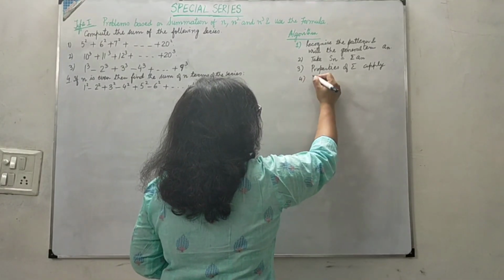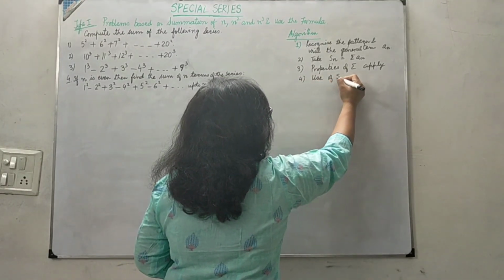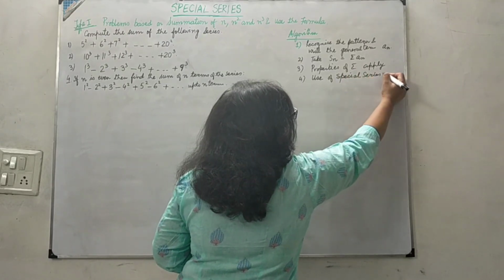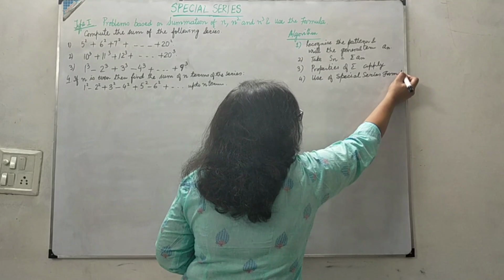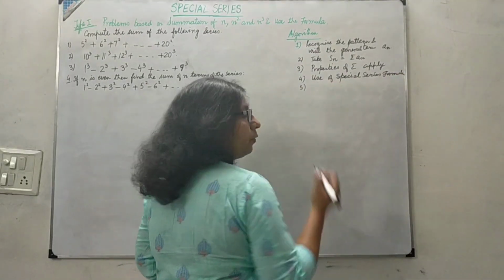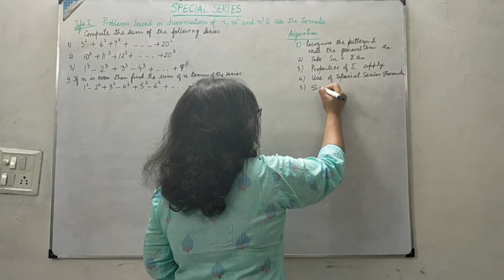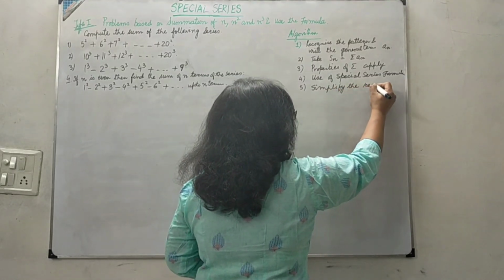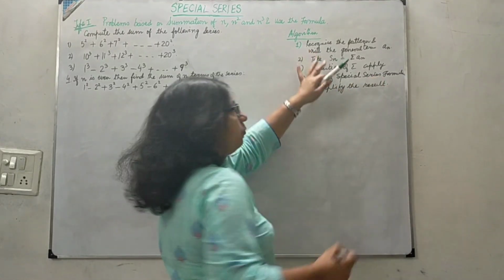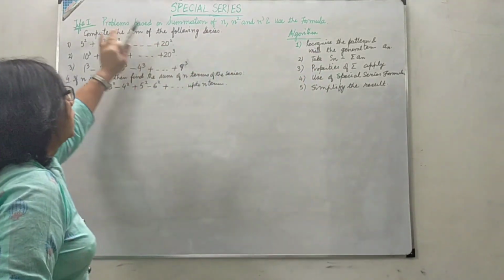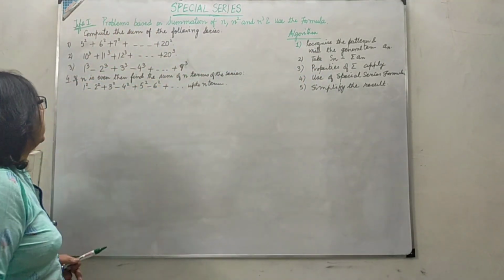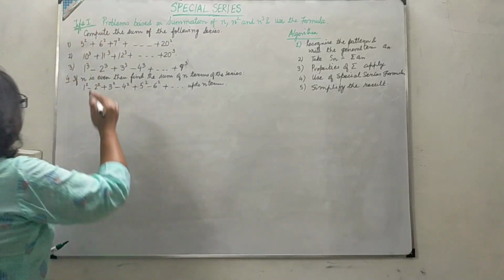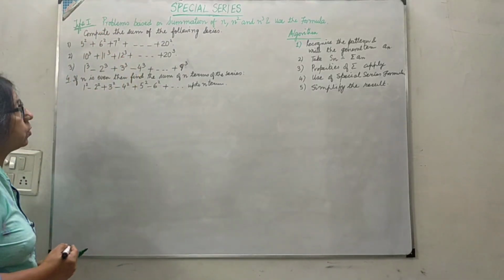And then fourth, we'll make use of special series formulae. And fifth step, we'll simplify the result. These 5 steps we will be following in doing these type of special series problems. I have divided the problems into 3 subtypes. Let me take a few simple ones first of all.